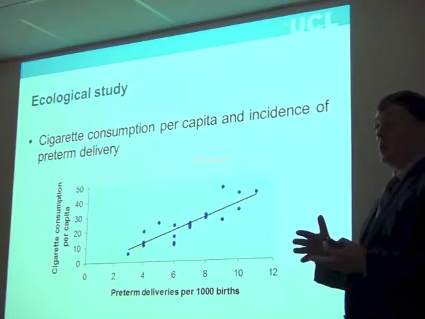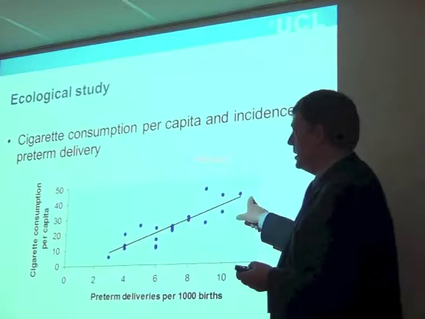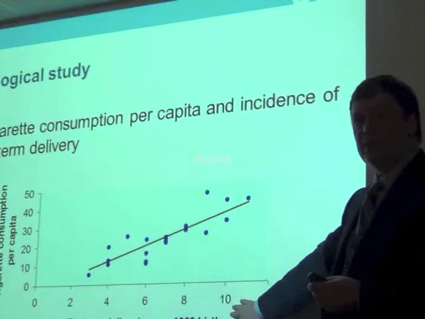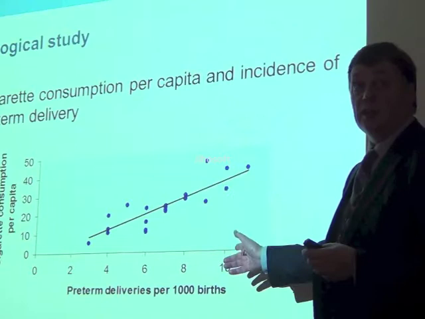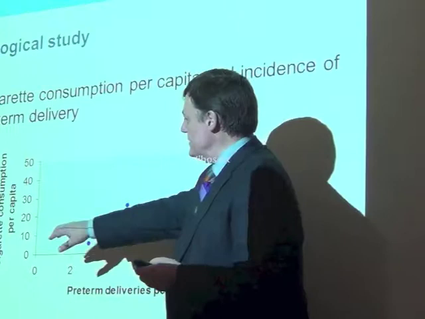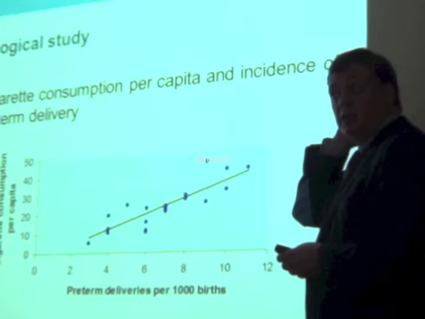And these are different countries, and you can look at preterm deliveries per 1,000 births. And you can see that there's an association between cigarette consumption at a population level and the incidence of preterm birth. Yeah? But there's no way you can say smoking causes preterm birth, because these aren't the same people. They may be, but you don't know that. You could also put number of televisions owned per household and preterm birth, and the graph would be the other way around, because preterm birth is socially conditioned. Yeah? The richer you are, the less likely you are to have a preterm birth.